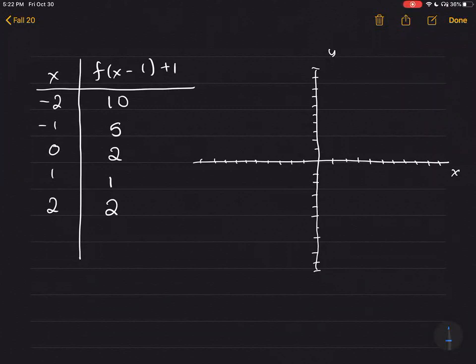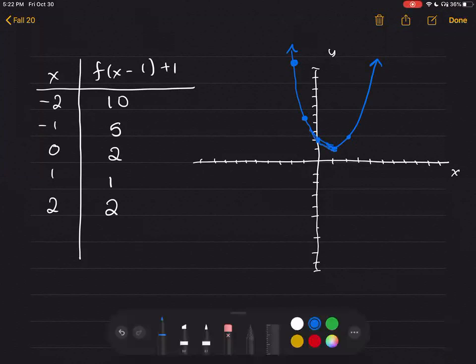Okay, let's plot these points. So negative 2 goes to 10, so that's all the way up here. And then negative 1 goes to 5. 1, 2, 3, 4, 5. Right here. And then 0 goes to 2. And 1 goes to 1. And then 2 goes to 2 again. Okay, you can kind of see the parabola shape already. Kind of pass through this point right here like that. Okay. It's a very sketchy drawing, but let me try one more time.